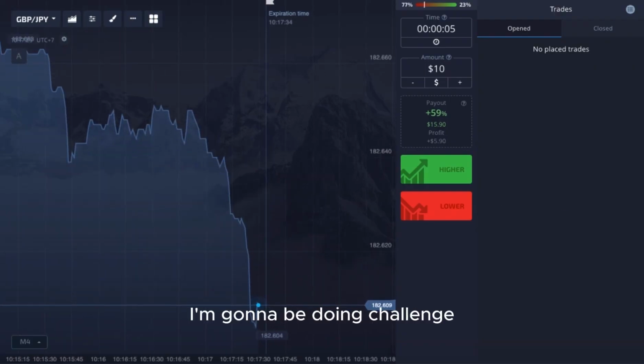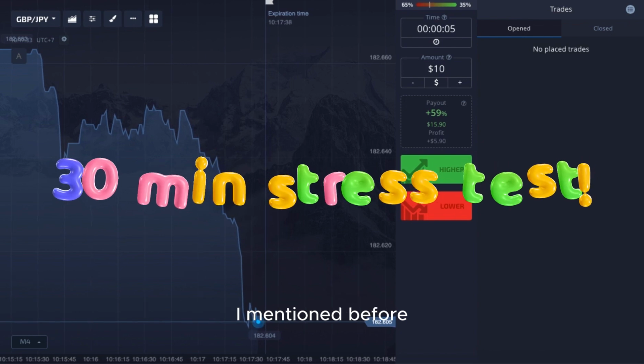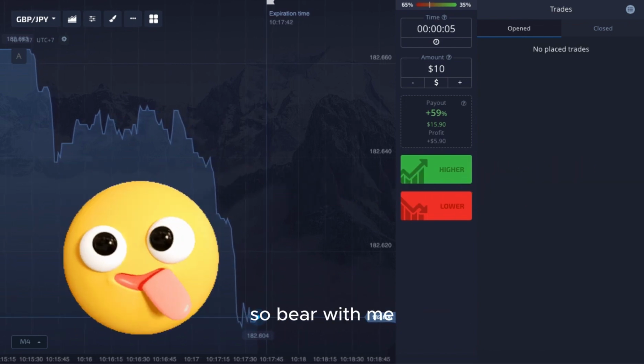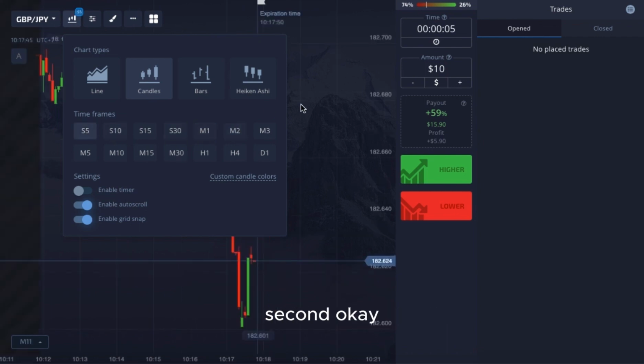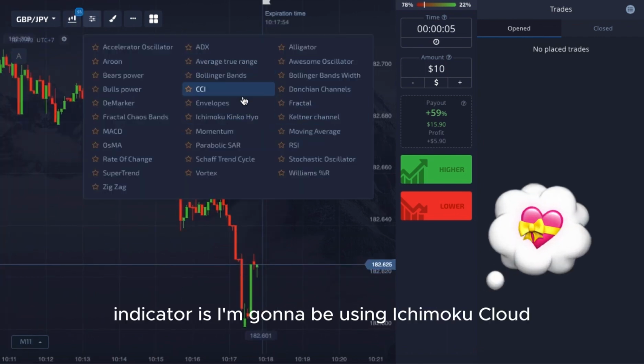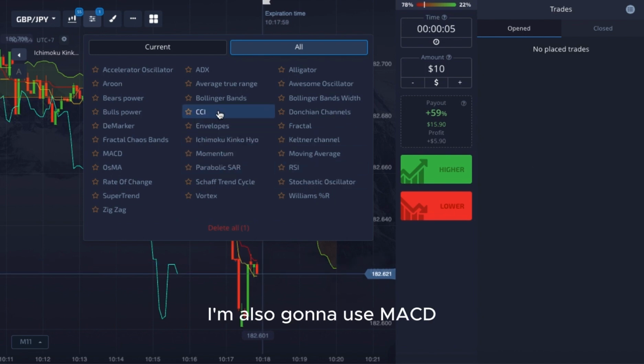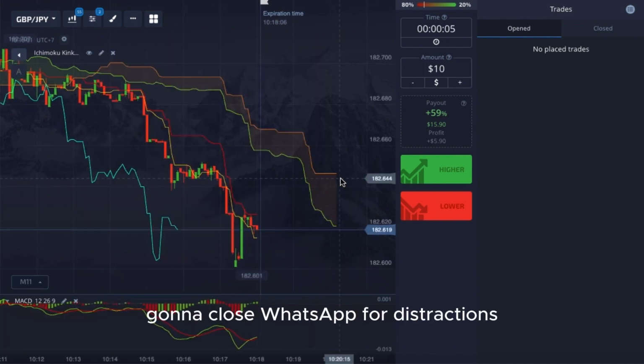Hey everyone, in this video I'm going to be doing the challenge that I mentioned before. So I'm going to get everything set up, so bear with me, I'm going to speed up this part of the video. First part, I change it to candles, everything set on 5 seconds. Indicators, I'm going to be using Ichimoku Cloud. At the same time, I'm also going to use MACD in defaults. I'm going to close WhatsApp for distractions.